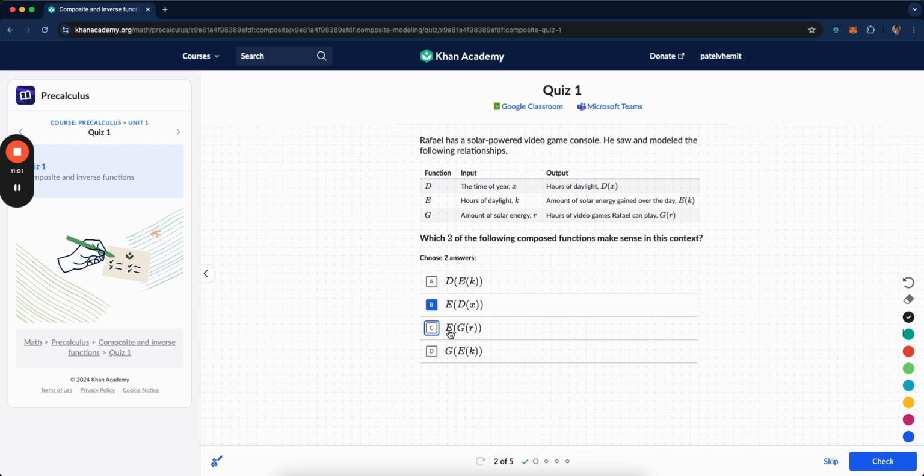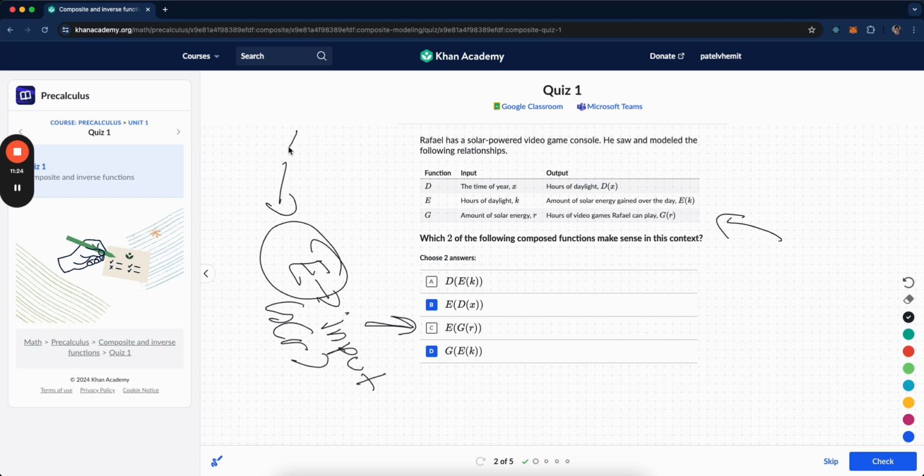I already kind of know that this one's not correct. It's going to be question D, because if we look here, E is going to be taking the input of G of R. Now, G of R is how many hours of video games Raphael can play, but E needs an input of hours of daylight, which G of R is not giving. It's giving hours of video games. It's not giving hours of daylight. So that means that it has to be D.